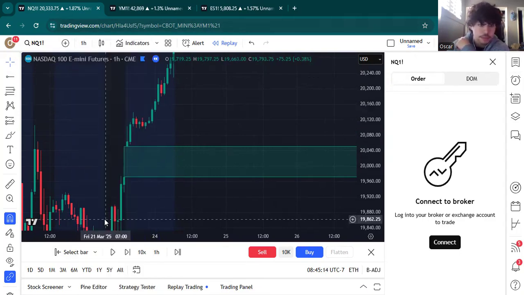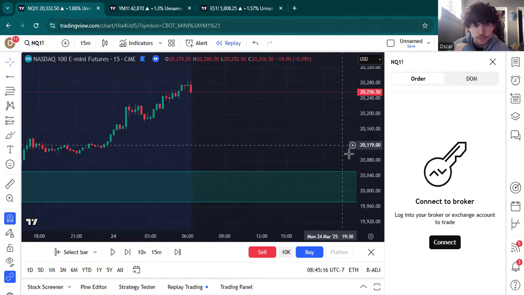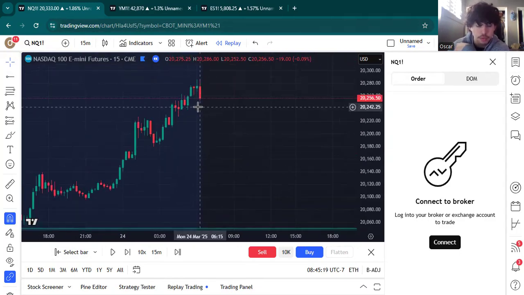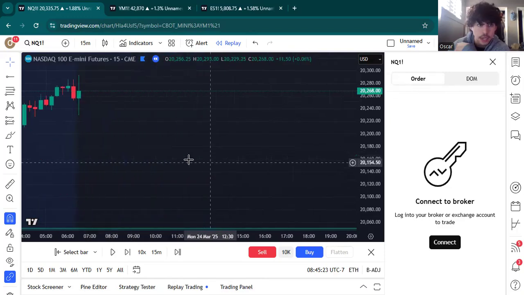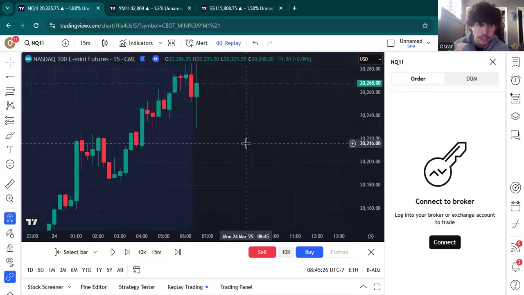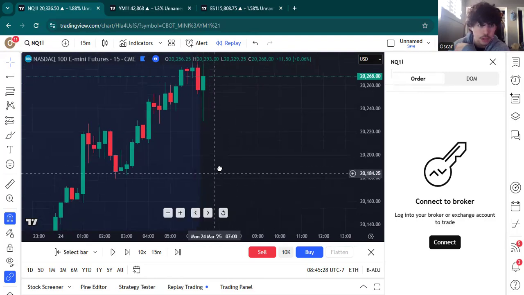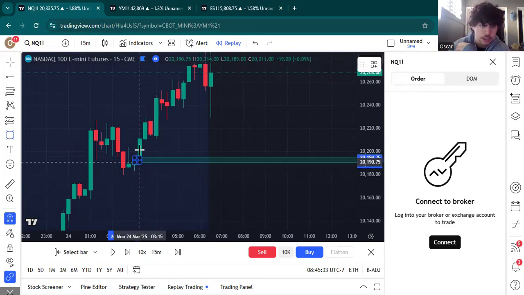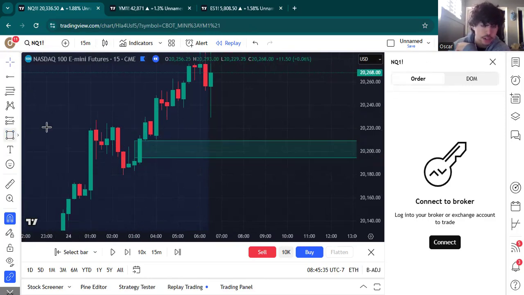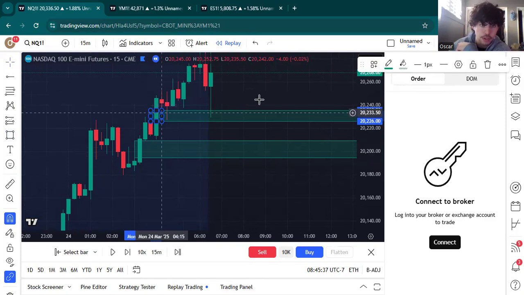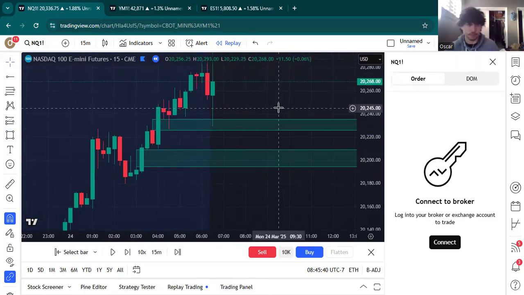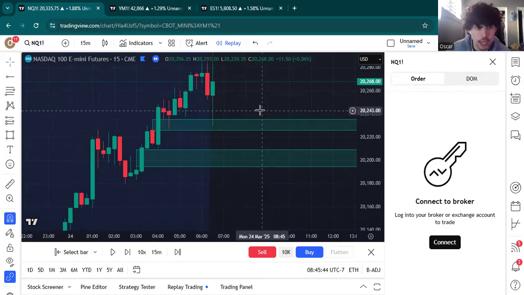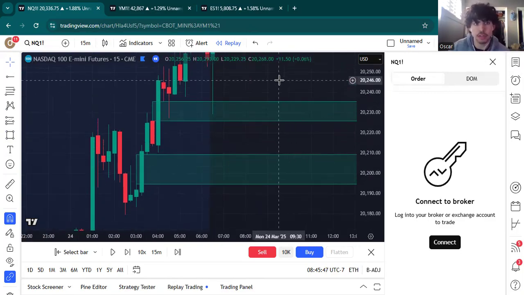Back to the 15 minute. So now at this point, I'm looking for areas of interest where I could possibly get into and catch a trade. So I saw this inefficiency right here that got respected earlier, but I was still willing to take that trade if it came back into that area. And there was like an area of liquidity here as well.